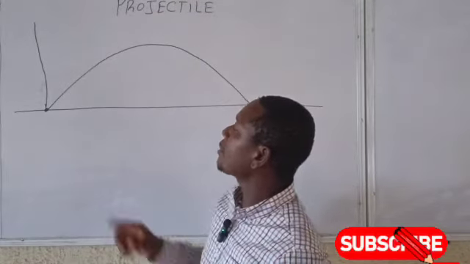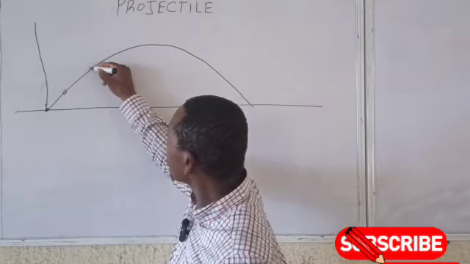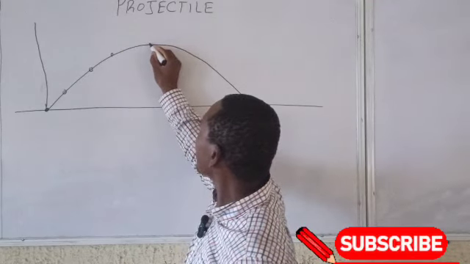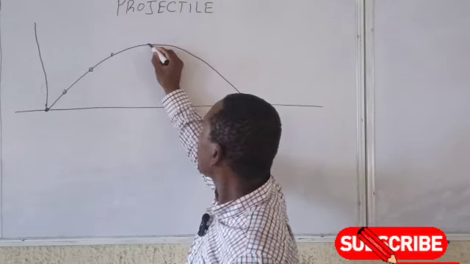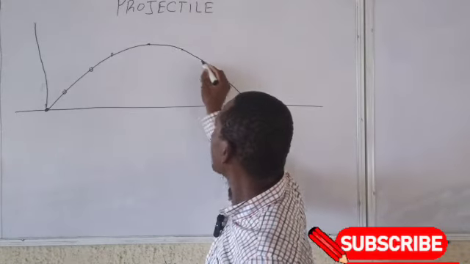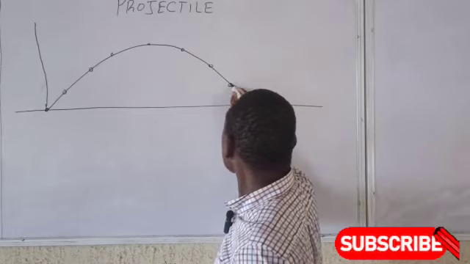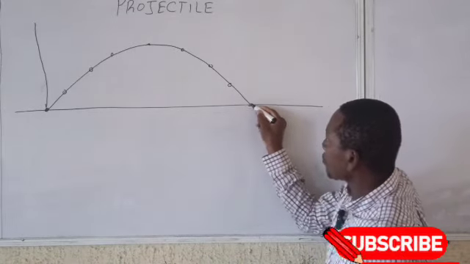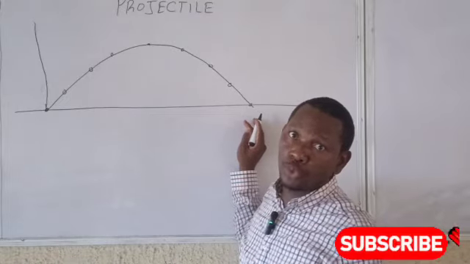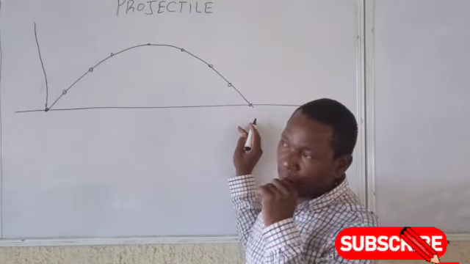Now, note the fact that the ball is moving like this, like this, like this. Here it attains a maximum height in this place. Then it continues, starting to move downward, eventually arriving at the horizontal level at which it was launched. Now, let's take a look at some things in projectile.